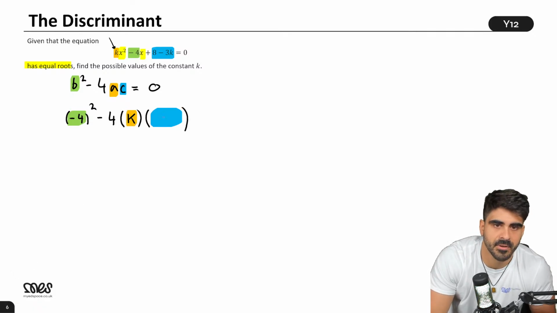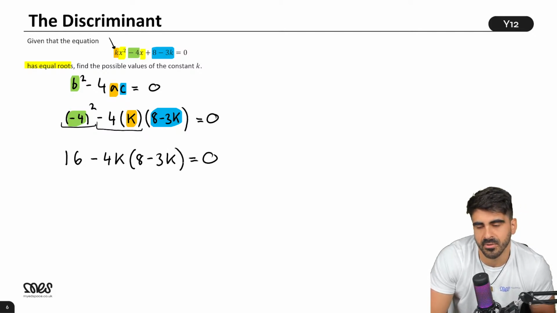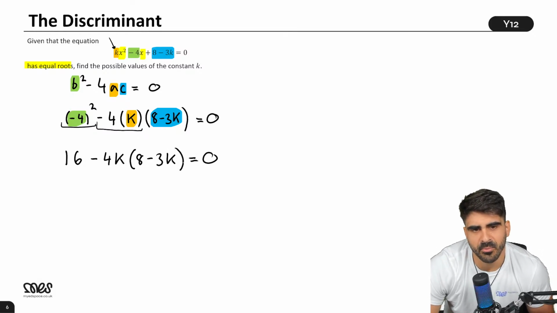Okay? And that equals 0. And we need to solve that. Yeah? So minus 4 squared is 16. I usually like writing this a bit nicer. So minus 4k bracket 8 minus 3k is 0. What do you guys recommend we do here?